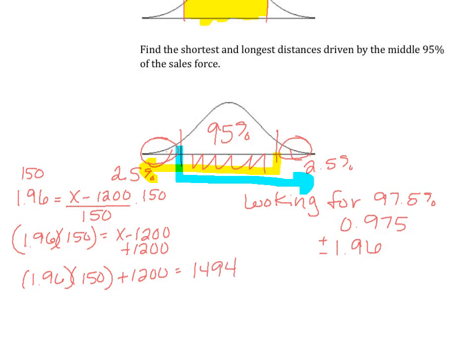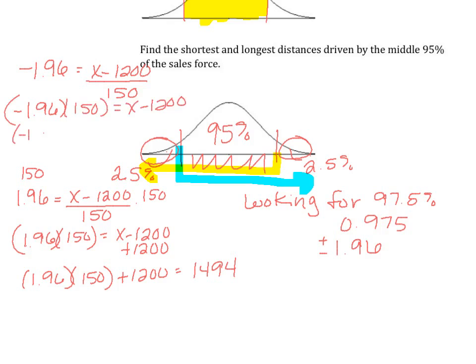We need to find the shortest distance. So instead of using the positive, we'll use negative 1.96 equals x minus 1200 divided by 150. Multiplying both sides by 150, and we can add, so negative 1.96 times 150 plus 1200. We get a mileage of 906. So 906 is the shortest distance. So 1494 is the longest, and 906 is the shortest distance. And this concludes section 9.3, the normal distribution.